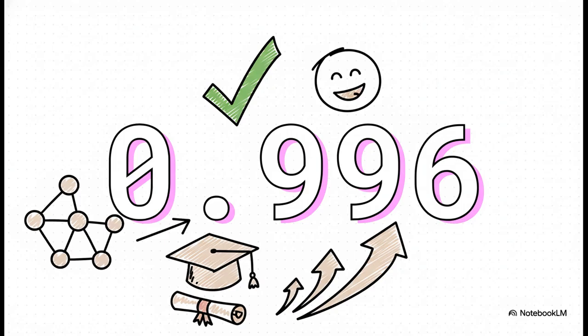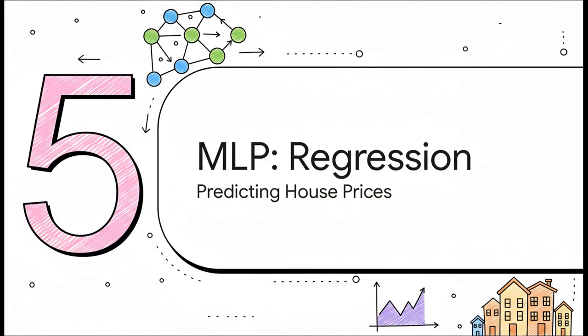We can interpret this as the model being 99.6% sure that this student is going to pass. And since the actual result for this student was pass, well, that's a very confident and a very correct prediction. So that was classification, a yes-no answer. But what about regression? Let's see how the same basic architecture can work when we're trying to predict a continuous number, not just a class.